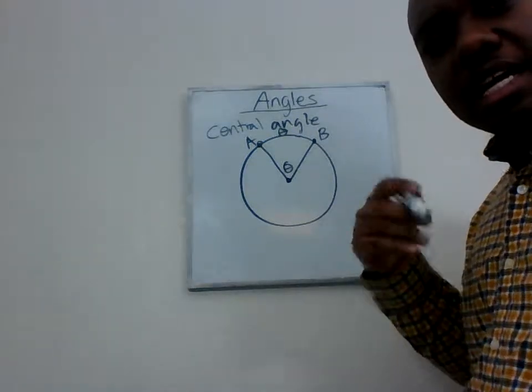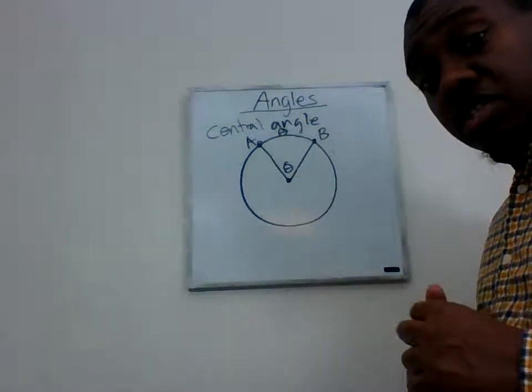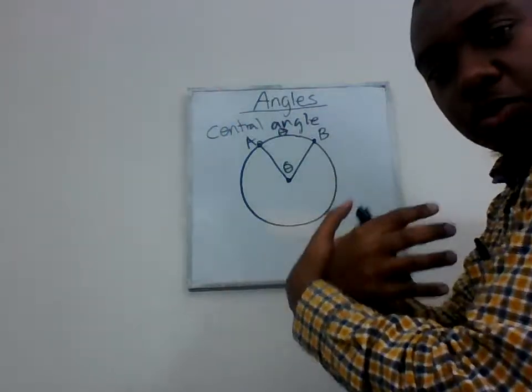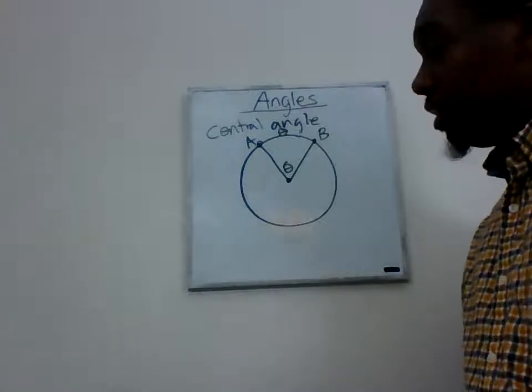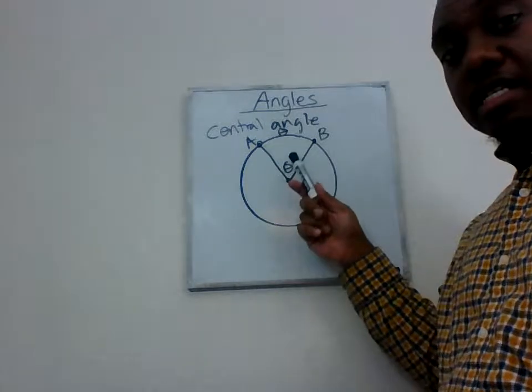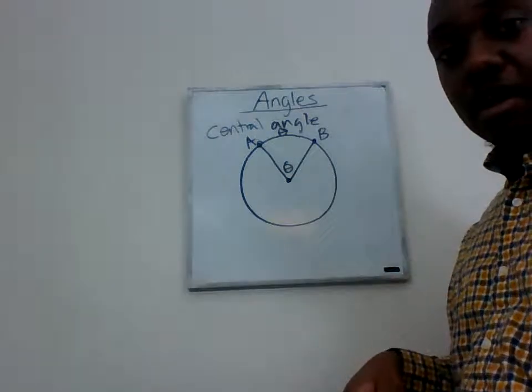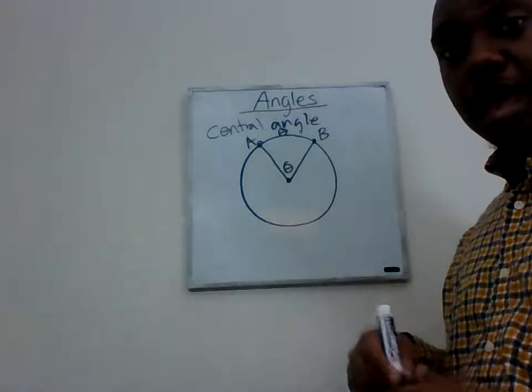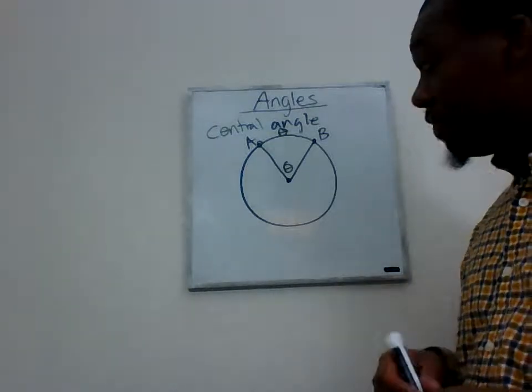And we call that arc an intercepted arc. Intercepted arc, as if you were to extend these out, these radii are grabbing onto it like an interception in football. Okay, so that's an intercepted arc. A central angle has the same measure as its intercepted arc, and an intercepted arc has the same measure as its central angle. So that's the first thing.